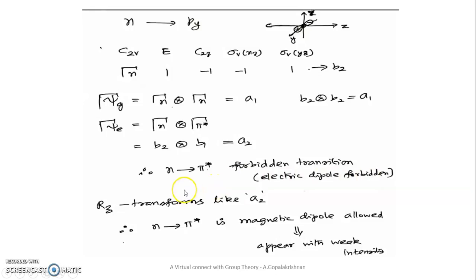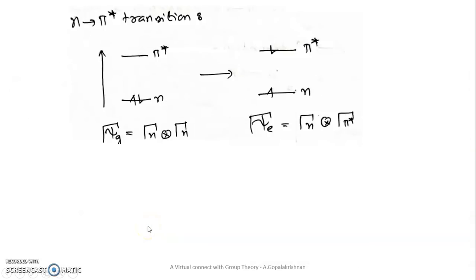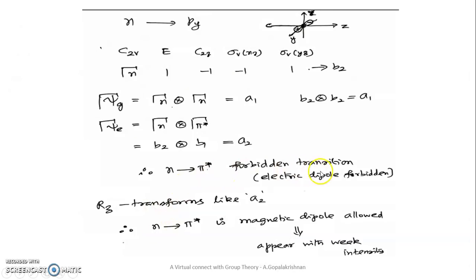But if you see A2 in that character table, in the third column we have Rz. Listen, x, y, z are translational vectors. Rx, Ry, Rz are rotational vectors. Rotational vectors are the components for magnetic dipoles. So along A2 in the third column we have Rz. Therefore, this transition is electric dipole forbidden, but since it has Rz in A2, it is a magnetic dipole allowed transition. Are you able to understand?